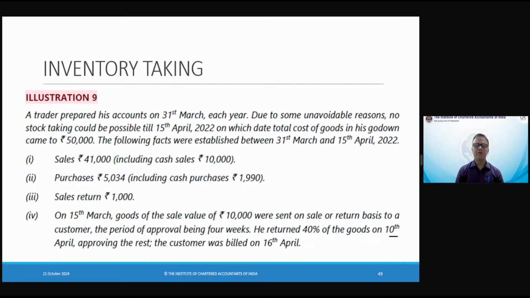Now, this closing year is 31st March. We don't have the stock. What do we have to calculate? We have to calculate this. What is sales?